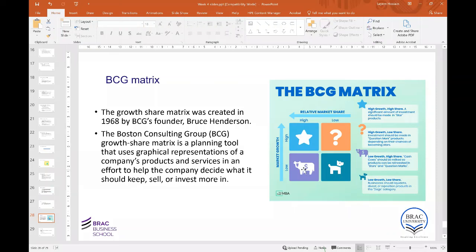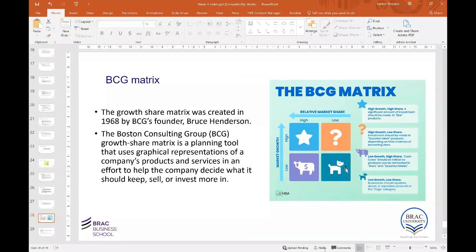Then you have your cash cows. This is known as your cash cows. So a cash cow is your low growth and high share. Your market share for this strategic business unit is very high, but your growth is very slow. But still, it's giving you lots of money because you've got the highest amount of market share in the market.